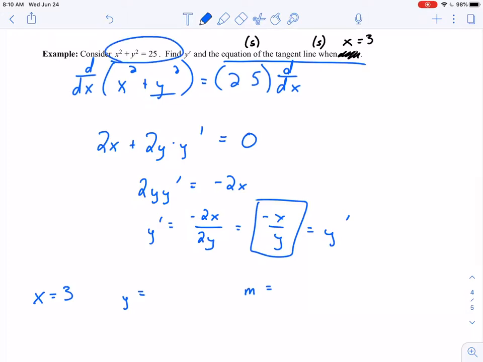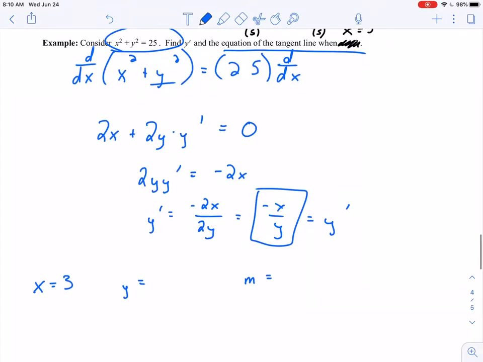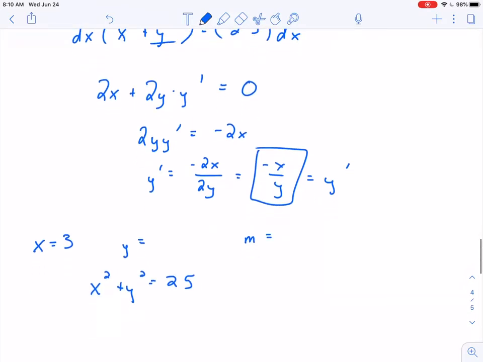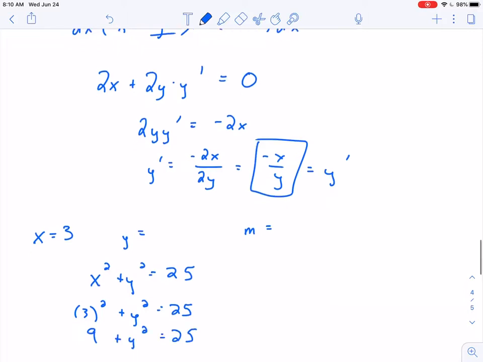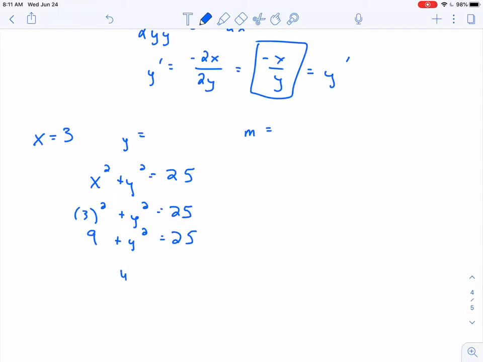I'm going back to x squared plus y squared equals 25. So if I work with x squared plus y squared equals 25, x, that's 3 squared plus y squared is equal to 25. So I have 9 plus y squared equals 25. So that means that y squared is equal to 16. Y is plus or minus 4.